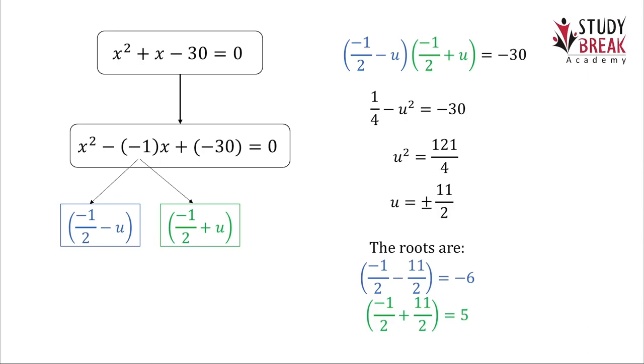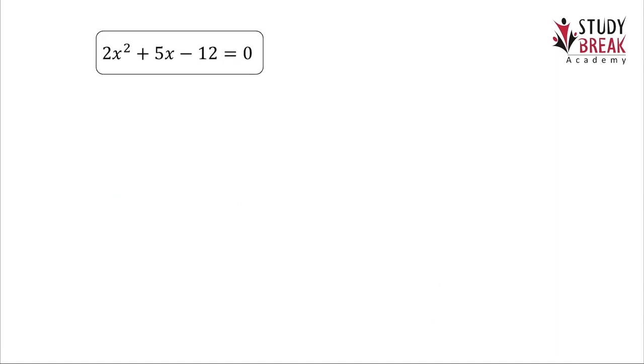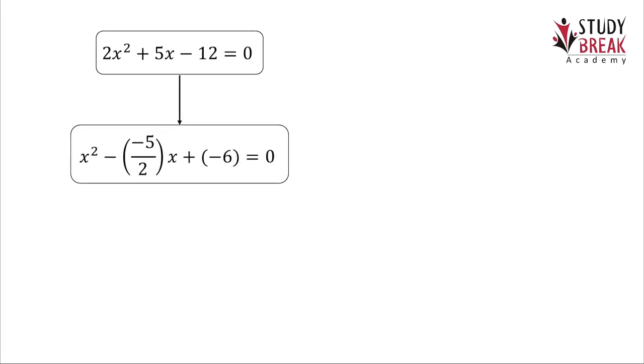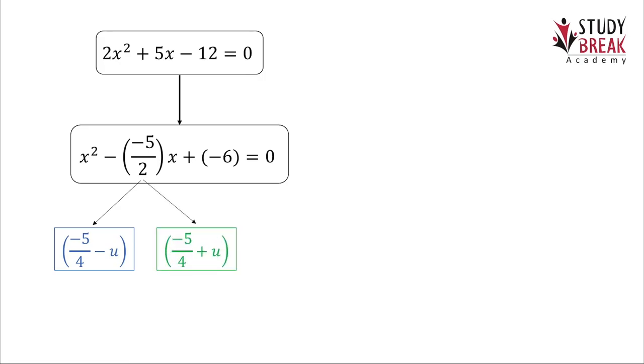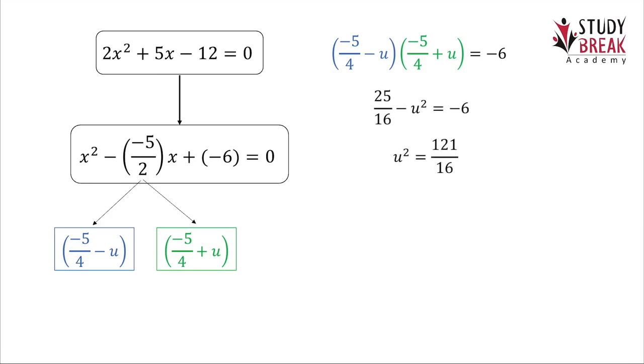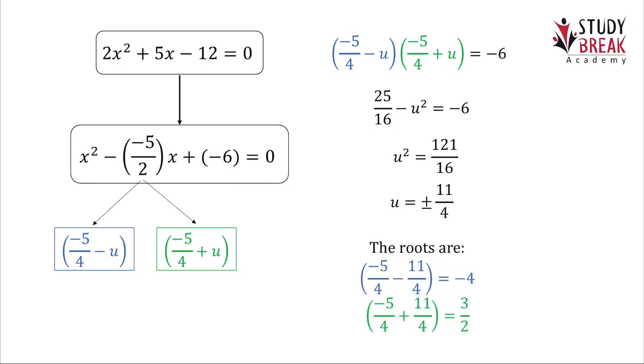What if, let's say, x squared doesn't have a coefficient of 1? If we have an equation like this, we divide the entire equation by 2 and again bring it into the format that we actually want. Now divide minus 5 by 2 into two halves, minus 5 by 4 minus u and minus 5 by 4 plus u. Multiplying them, we should get minus 6. Expanding, we get u squared is 121 by 16. So u is plus minus 11 by 4. Hence the roots are minus 5 by 4 minus 11 by 4, and minus 5 by 4 plus 11 by 4.